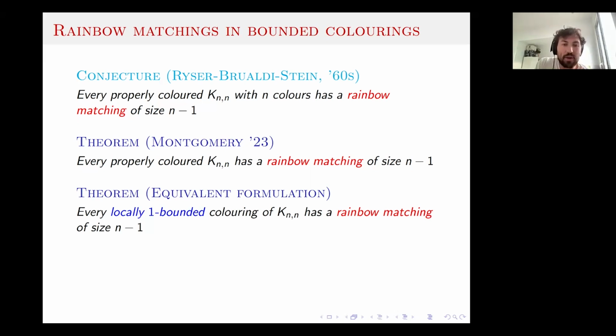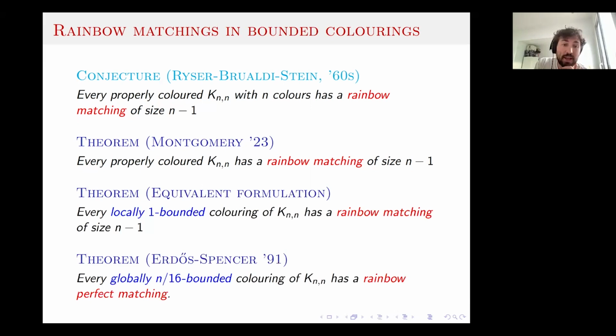And if you think about it like this, then you can ask about other types of boundedness, in particular, global boundedness. So this was a famous result of Erdős and Spencer that showed that if you take a global bound now, global meaning you just count the number of occurrences of each color globally, and some global bound is enough. So n over 16 is enough to guarantee now a full rainbow matching, so a rainbow perfect matching, the best you can hope for.